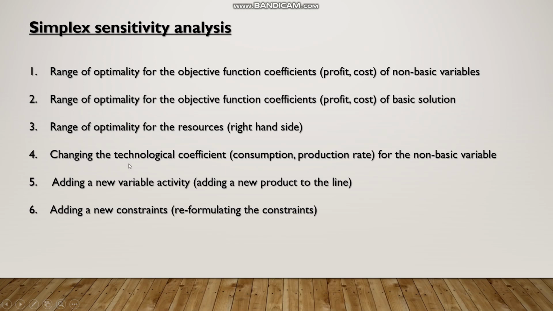Then we will see the change in technological coefficient. So let's say you bring a new machine and it has a different production rate. To what extent will it change your production plan? Then we will see it for the non-basic variable, then we'll apply it for the basic variable. Then we will see the technical change if we add a new product to your line. And finally, we'll see, for example, if you have missed one of your constraints, let's say you just depleted the transportation, then you think it might be a constraint in your production plan. To what extent will it affect your solution?